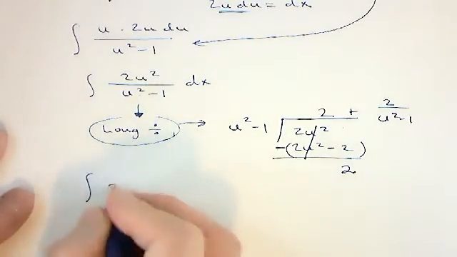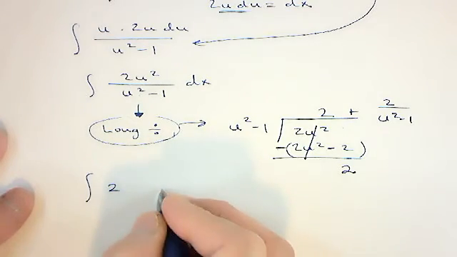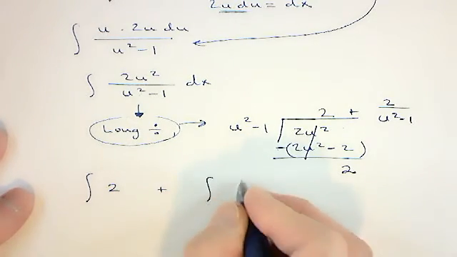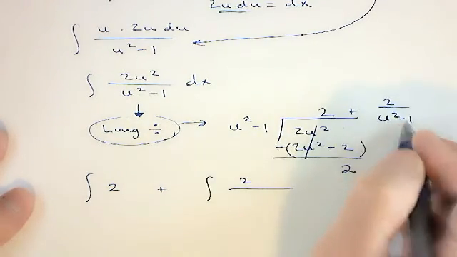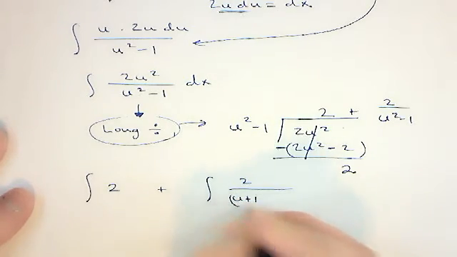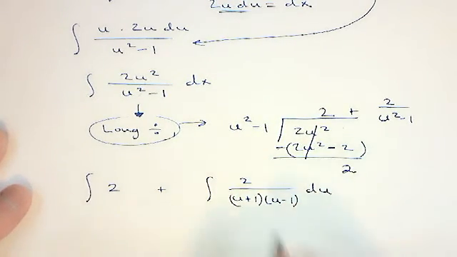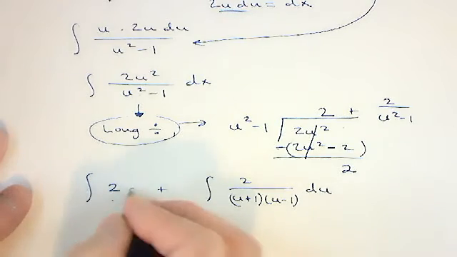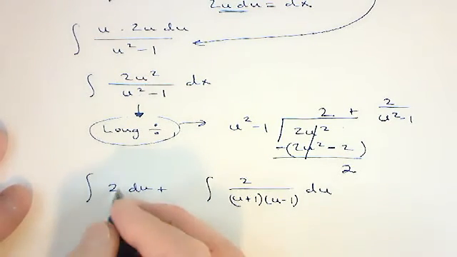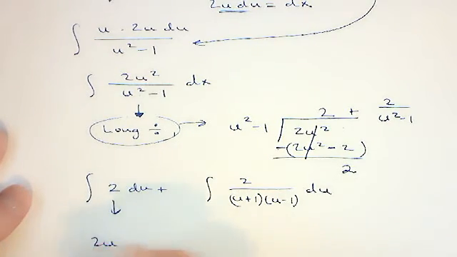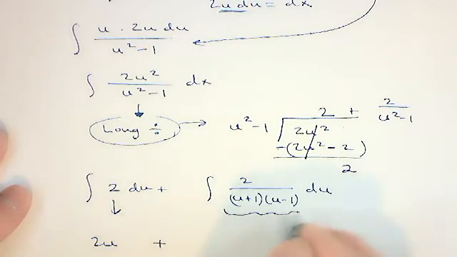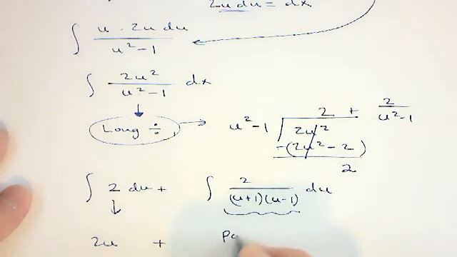Now we have to integrate 2 plus 2 over u squared minus 1. And notice that factors into u plus 1, u minus 1. This would be with respect to u. So the integral of 2 with respect to u would be 2u. And this is where I think I'm going to just let you try this on your own here. This would become partial fractions to finish off this last part.